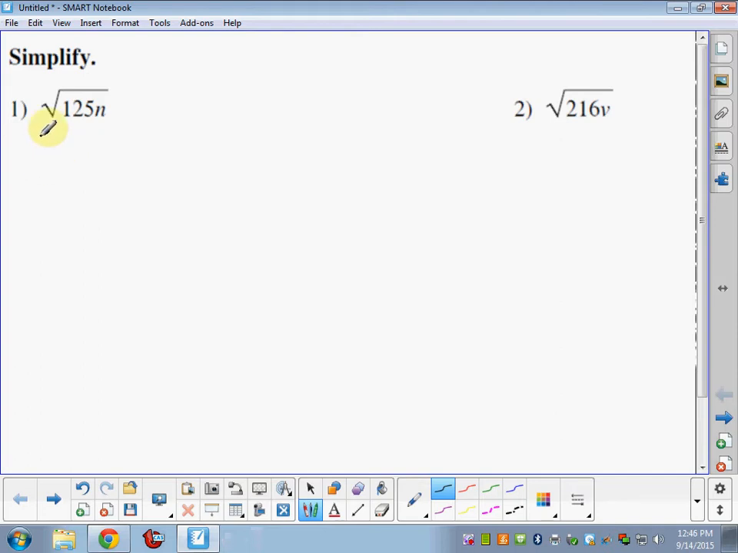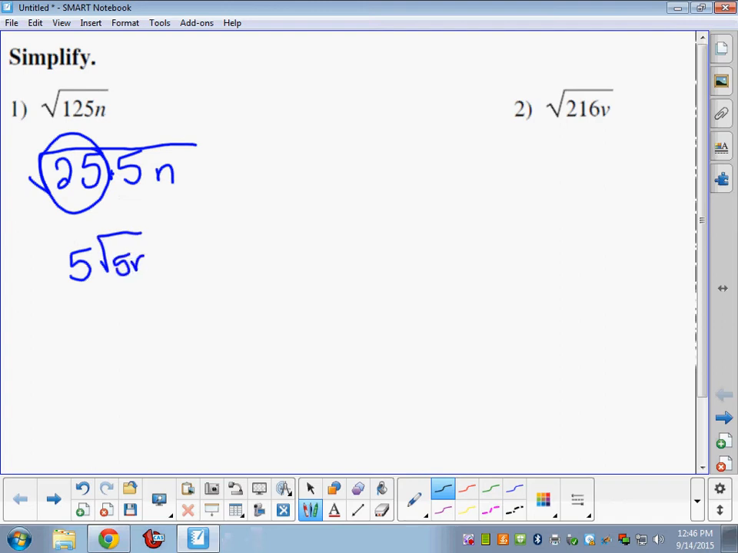So with number 1, I have 125n. I would do a guess and check in this case because I see the 25, so I would do 125 divided by 5. And that tells me that 25 times 5 is that. So I'm just rewriting it. Instead of writing 125, I'm going to rewrite it as 25 times 5. Now, because I'm under a square root, I know that the square root of 25 is 5. So I'm going to go ahead and take that out. And then I'm left with 5n underneath my square root because 5 has nothing else that could come out of it. It has no other perfect squares within it. And n is simply n by itself, so I can't take anything out of that either.